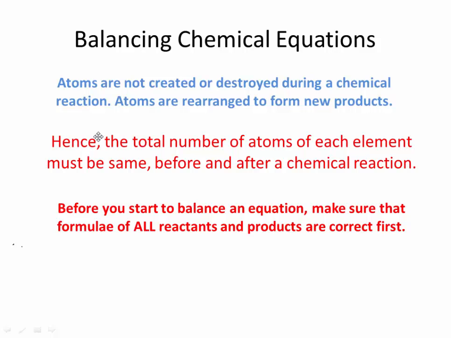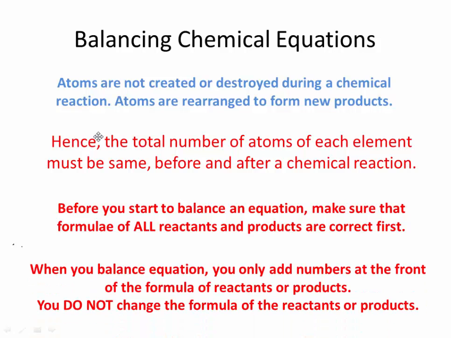Before you start to balance an equation, make sure that the formulae of all reactants and products are correct first. And when you are balancing an equation, you only add numbers at the front of the formula of each reactant or product when necessary, but you do not change the formula of the reactants or products.